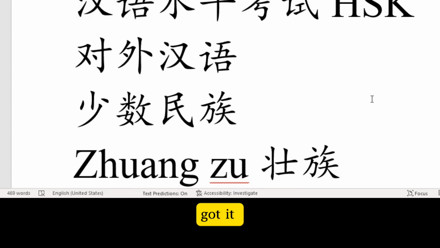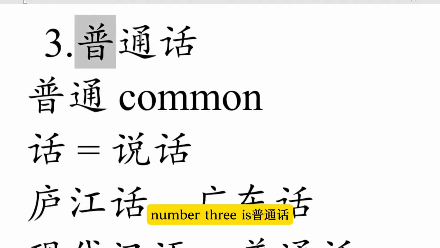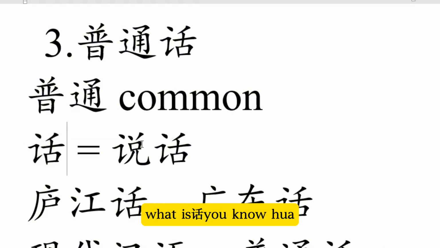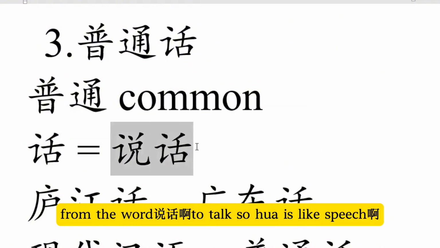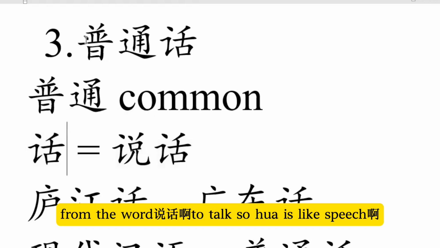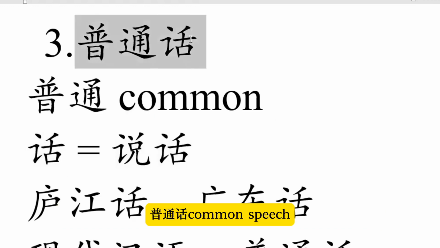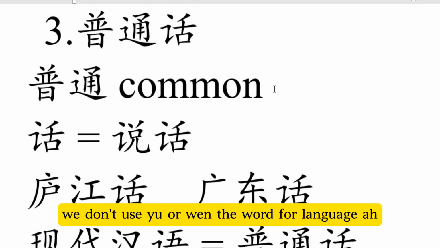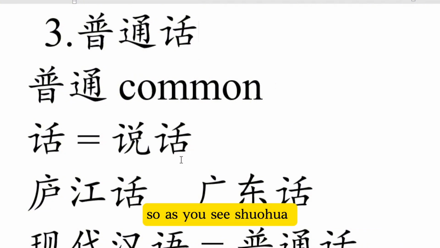Got it? Number 3 is 普通话. 普通 in Chinese is common, is average, right? What is 话? You know 话 from the word 说话, to talk. So 话 is like speech. 普通话, common speech. So why do we use 话? We don't use 语, the word for language. So as you see, 说话, right, to talk.